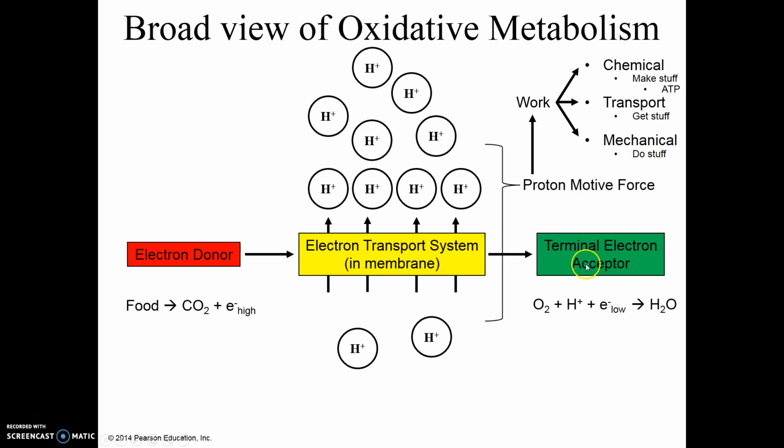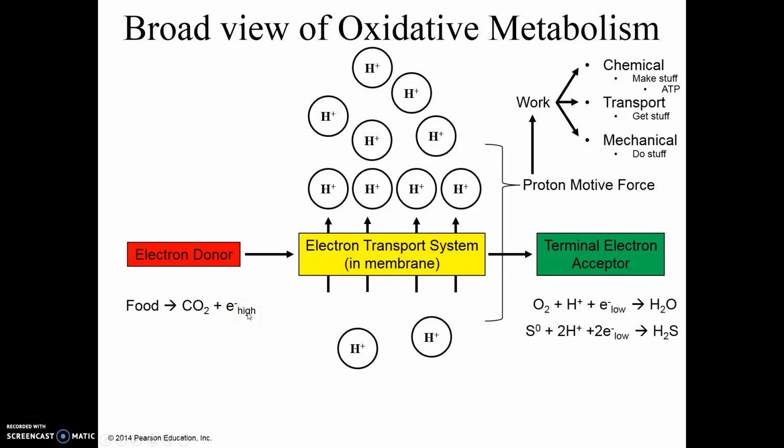Now, the question may arise, do you have to use oxygen? Well, we do, but other organisms don't. So some bacteria can take organic sulfur and add those low energy electrons onto it and produce hydrogen sulfide. This is a gas that smells like rotten eggs. And this is what's being produced when you have actual rotting eggs.